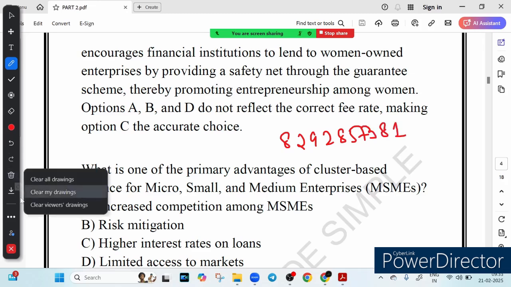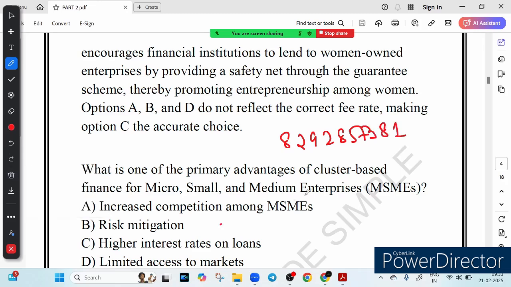Now let's come back to this question. Which one of the following is a primary advantage of cluster based finance for MSME? So let's answer this question. Cluster based finance. Option A, increase competition among MSME. Option B, risk mitigation. Option C, higher interest rate on loan. Option D, limited access to market. So what do you think?